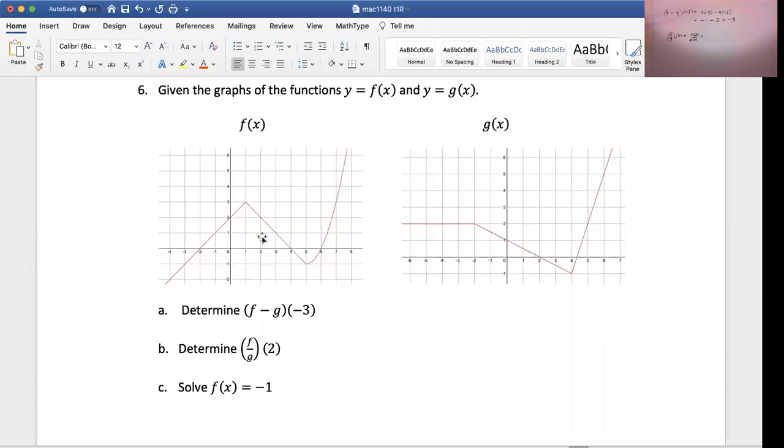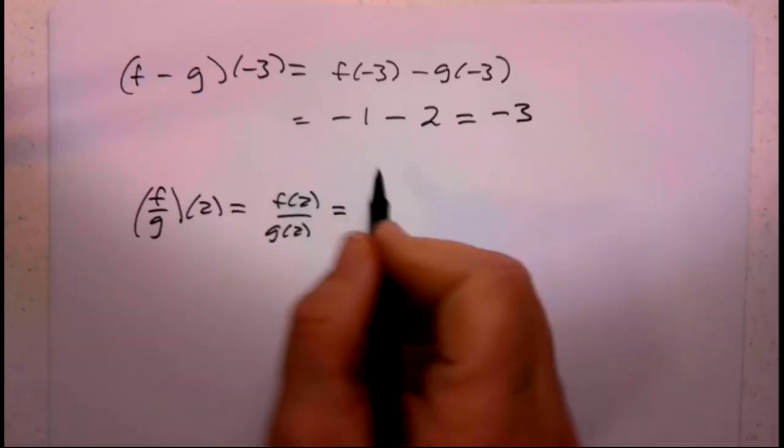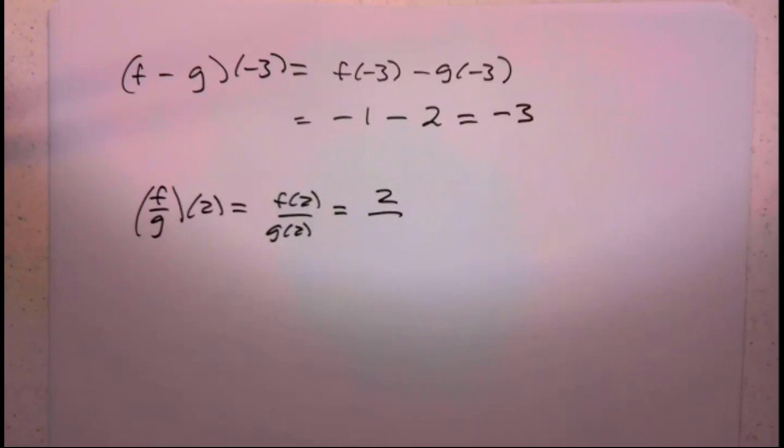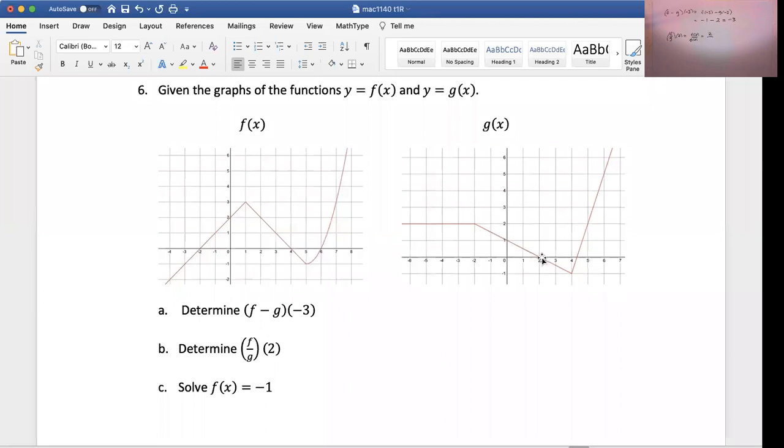F of 2 looks like it's 2. If x is 2, the y value is 2. So f of 2 is 2. How about g of 2? Let's go back and look at the graph. G of 2 hits the x-axis. So what does that tell us? That tells us g of 2 is equal to 0.